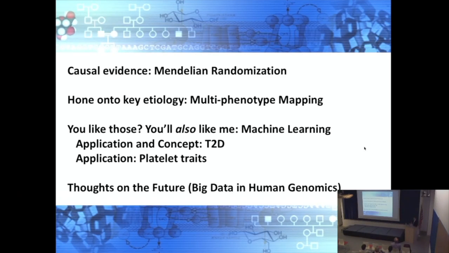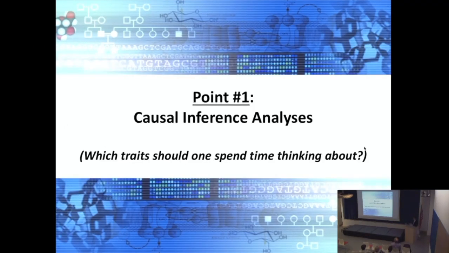And then I'll close, if I've got some time, with my 10-cent philosophical point about things that I think are of interest given the changes that are coming up in human genomics now and in the future. Okay, so causal inference. Really, what this set of questions revolves around is the central one: what trait should I be spending my time studying? Okay, so what do I mean by that?